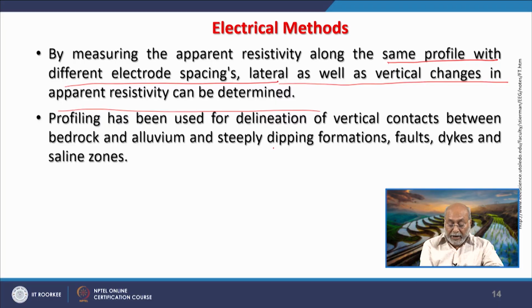So, dipping formations: we need not expect all the time that the layers or formations in the subsurface would be completely horizontal. They might be dipping in one particular direction, and also faults. If there is a fault, then in a small area the formation might also be dipping in two different opposite directions. So, that kind of information can also be extracted through this profiling method of electrical resistivity.